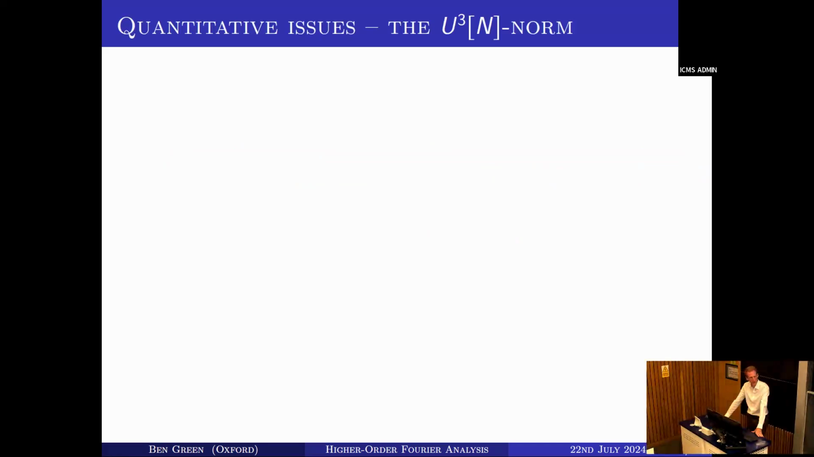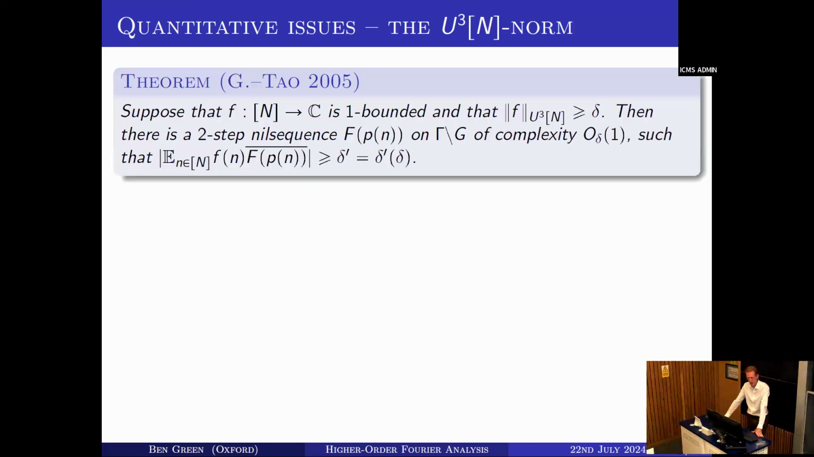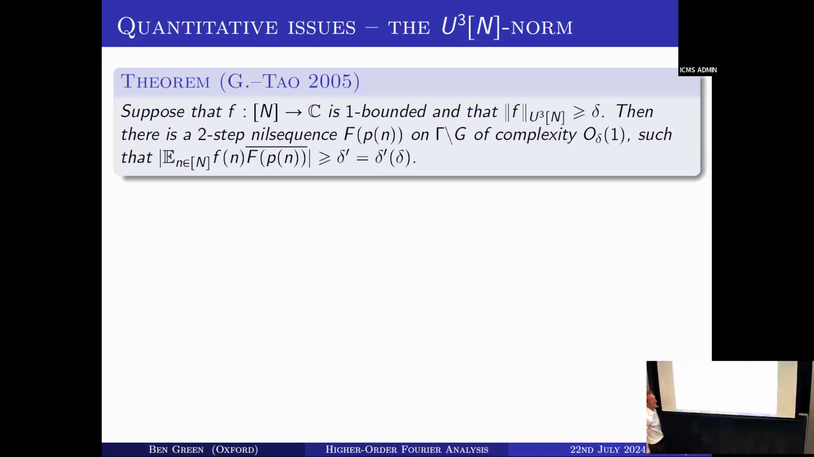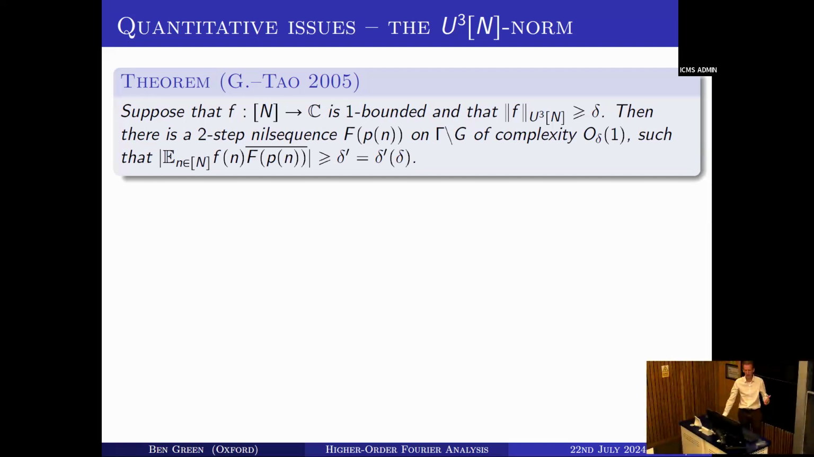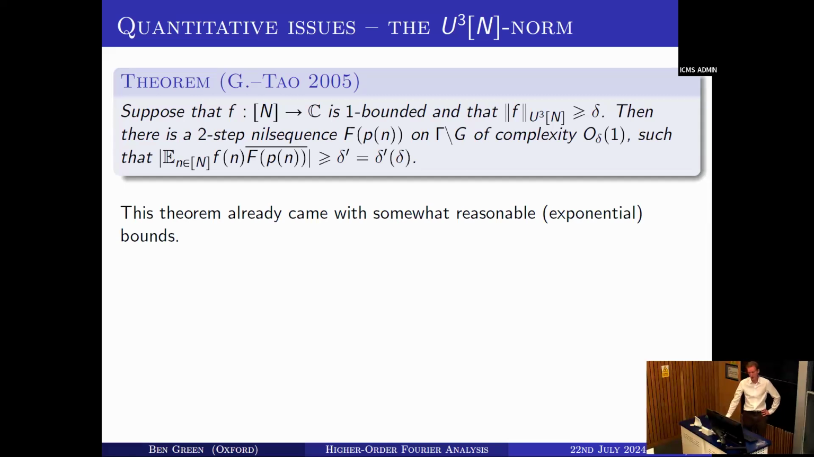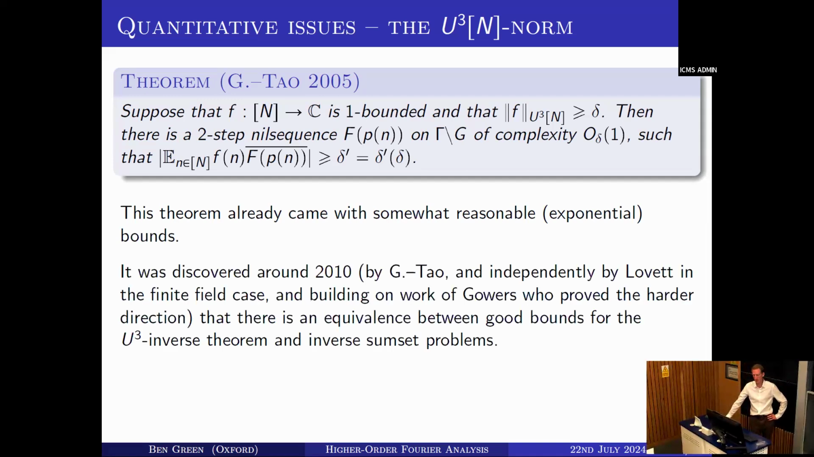So now I'm going to talk about quantitative issues. I'll go over this fairly briefly because I want to say a few more general remarks at the end. Everything so far has been somewhat qualitative. I've not said anything much about the dependence of delta prime on delta, which is pretty crucial for most applications. In particular, if you're interested in bounds on Szemerédi's theorem, it's completely critical what that dependency is. Now, this U3 inverse theorem of Terry and mine already came with somewhat reasonable bounds, kind of exponential dependencies.